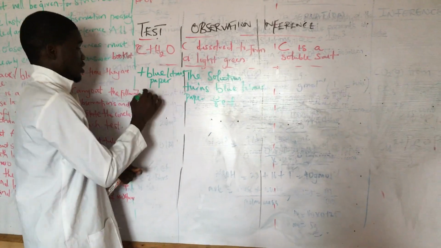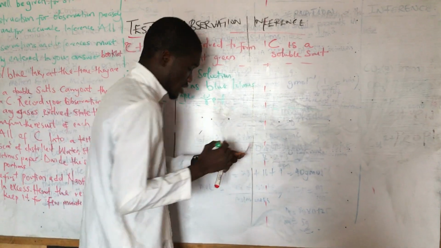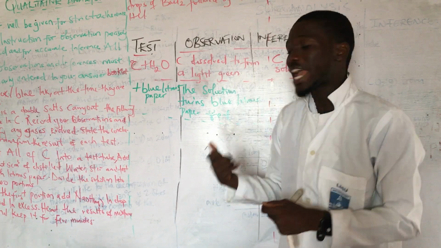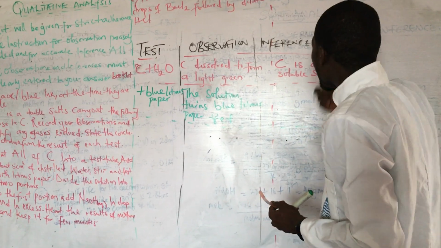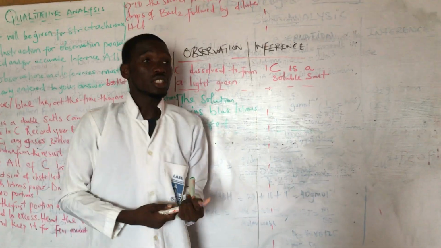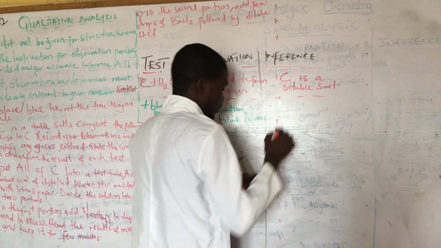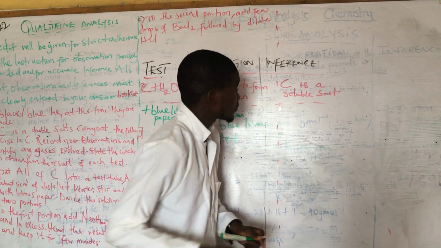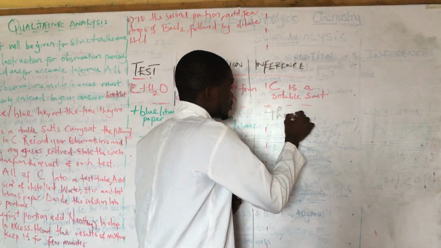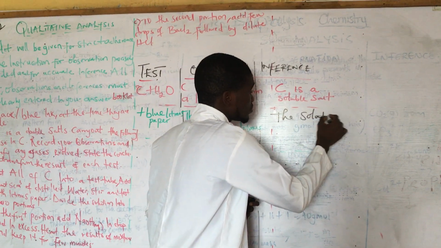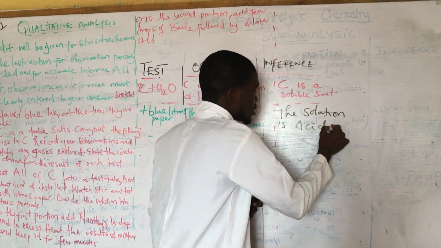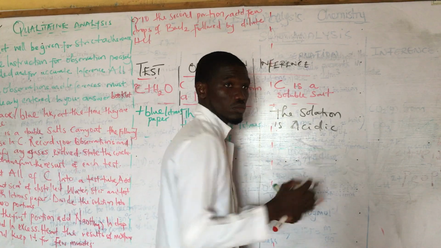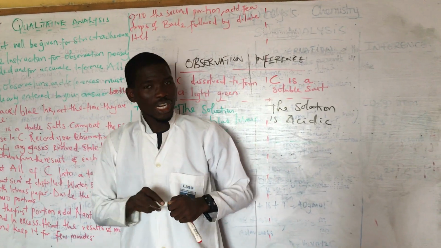So now, I can underline this. Class, since the blue litmus paper turned red, what will be our inference? You can say the solution is acidic. The solution is acidic. I said it now.